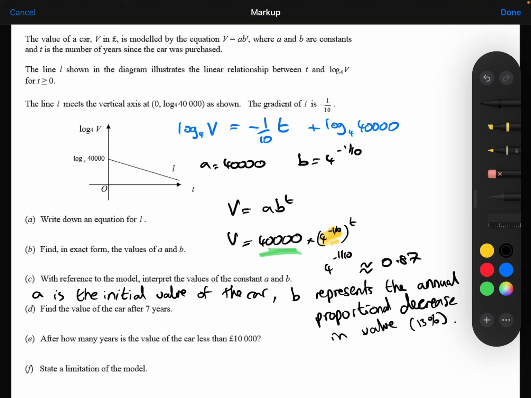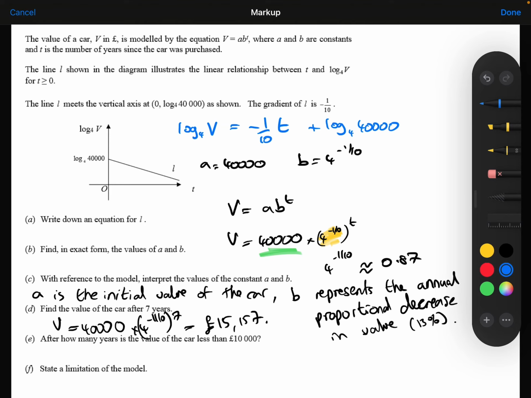Part D, find the value of the car after 7 years. Well, we can just use our model here with t being 7. So 40,000 times 4 to the power of minus 1/10, all to the power of 7, which will give us £15,157.